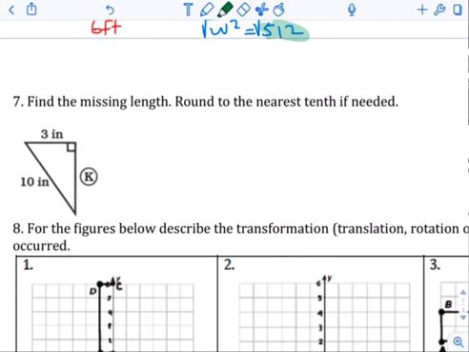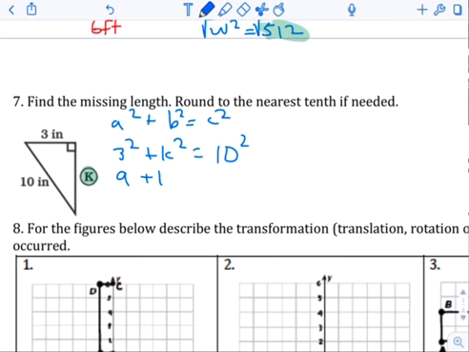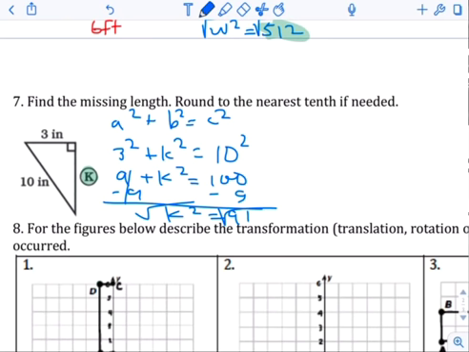Okay, find the missing length. The missing length is K. A squared plus b squared equals c squared. 3 squared plus K squared equals 10 squared. 9 plus K squared equals 100. K squared equals 91. Take the square root. It's probably 9.5, but use your calculator. I'm estimating. Find the square root of 91. Put your answer here.